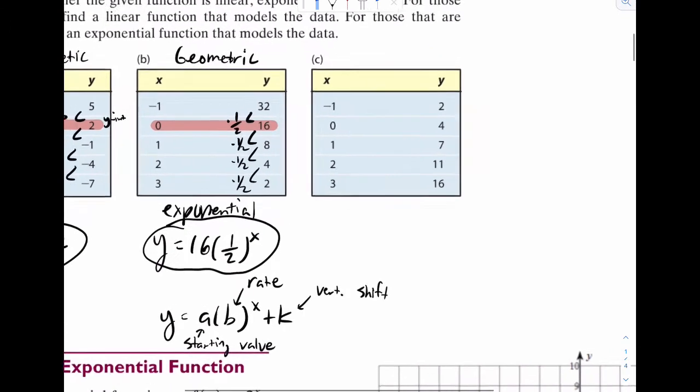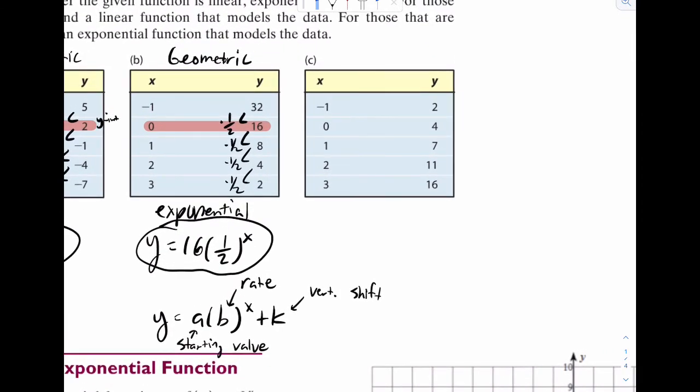And then for the final part, let's look right here. This is going up 2, up 3, up 4, up 5. So definitely not linear. And there's no constant multiplier. This would be times 2, and this is times some fraction. So this is going to be neither. There's really no function, exponential or linear, that I can model with this.